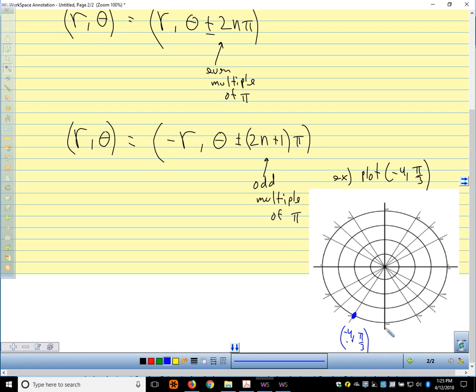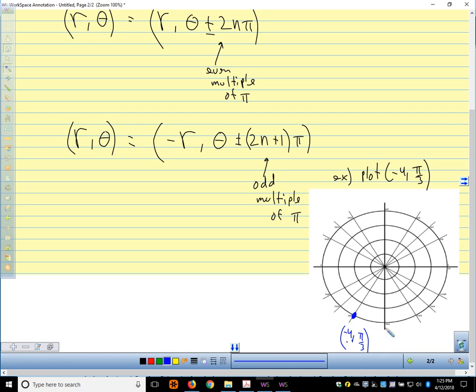Couldn't you go 4 back and then pi over 3 is like continuing from there counterclockwise? Yeah, you can think of it that way. It's just with radius, I think of it going away from the origin as always positive. But you can think of it that way as well. If that makes sense to you, that's fine. All right, questions here.